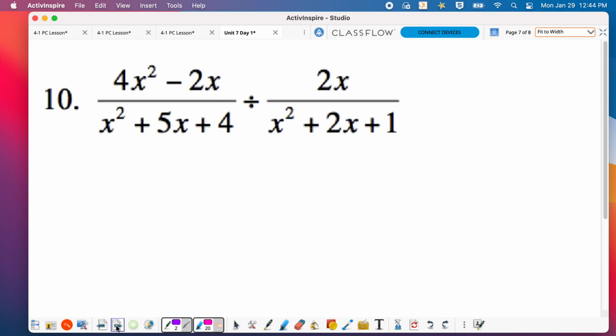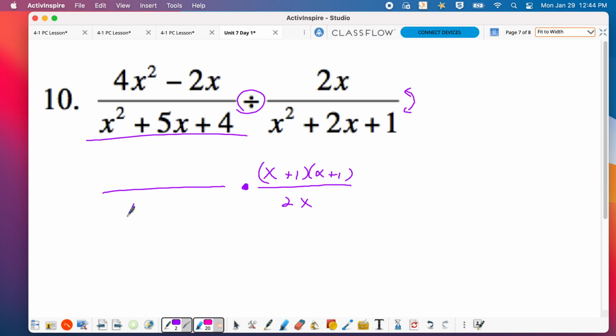Alright, for this next one, I'm dividing. So what I'm going to do instead is multiply by the reciprocal. I'm going to put the 2x on the bottom. This one factors pretty easily, so at this point, factor on your own and catch up with me. This one factors without too much thought, I hope. As long as you can get there.